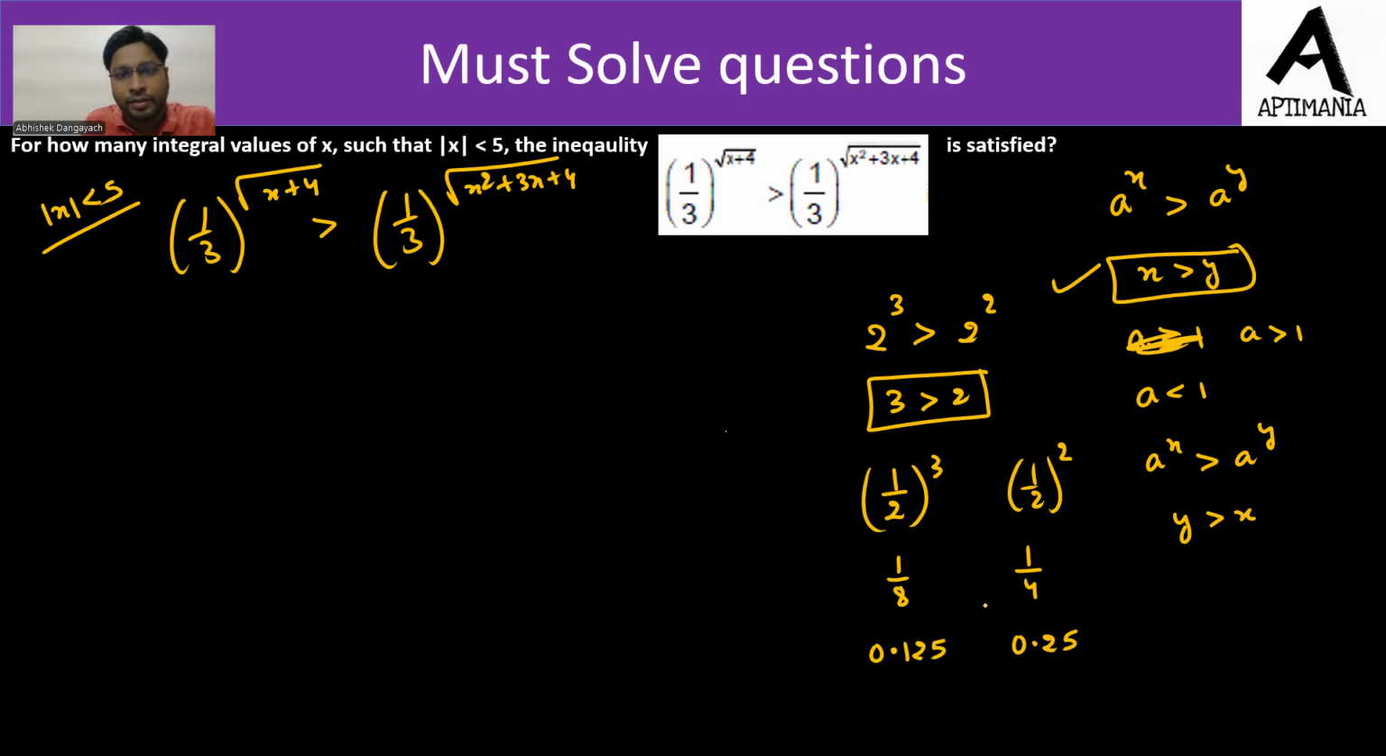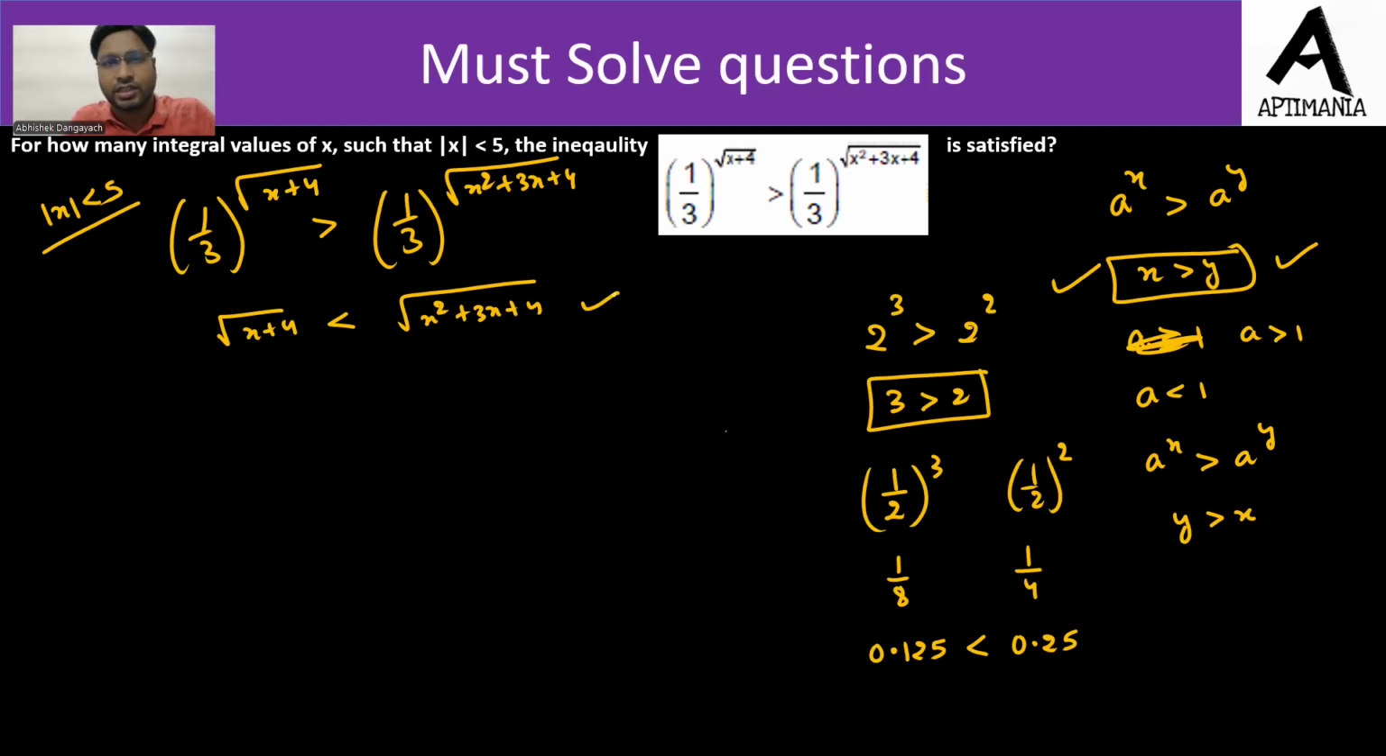Now here the power was greater, but the number is coming out to be less. So whenever we have the numbers which are less than 1, basically in the range of 0 to 1, this reverses, right? Whenever the number is greater than 1, we can normally say that if the number is greater, the power must be greater. But whenever we have the number which is less than 1, it gets reversed. So in this case, we have the same scenario. Now this 1 by 3 is definitely less than 1. And this part is greater than this part. So we can definitely say that under root of x plus 4 must be less than under root of x square plus 3x plus 4. I hope this point is clear.